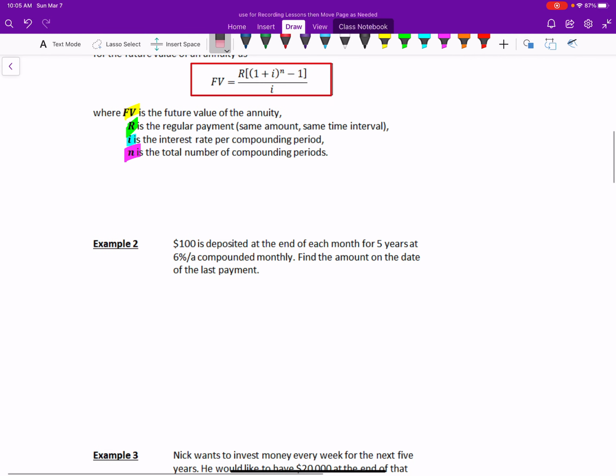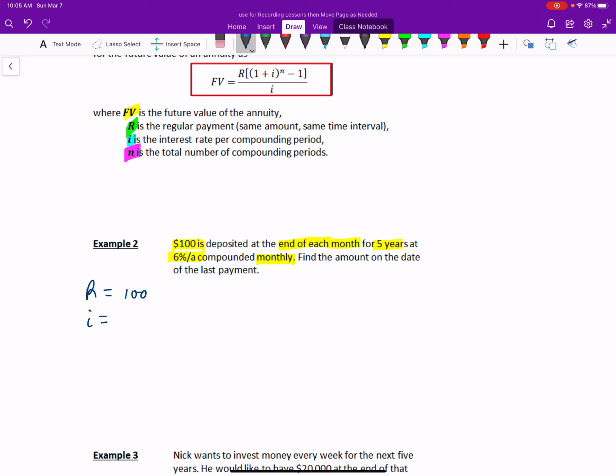So let's use it. $100 is deposited at the end of each month for 5 years at 6% compounded monthly. So 6% per annum, compounded monthly, 5 years, $100, end of the month. Find the amount on the date of the last payment. So this is just straightforward using the formula exactly as it was intended. So identifying different things, my regular payment is $100.